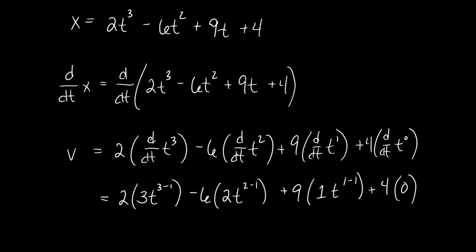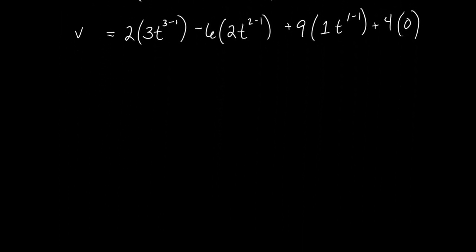Now, the last step here is to do your algebra. And that part should be cake, right? 2 times 3 is 6t squared minus 12t plus 9. All right, we now have an expression for the velocity. We have created the expression that tells me the slopes of my position graph. And the slope of position is velocity. This is all of the velocities.